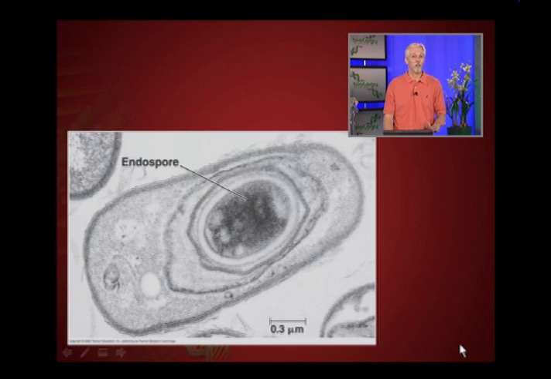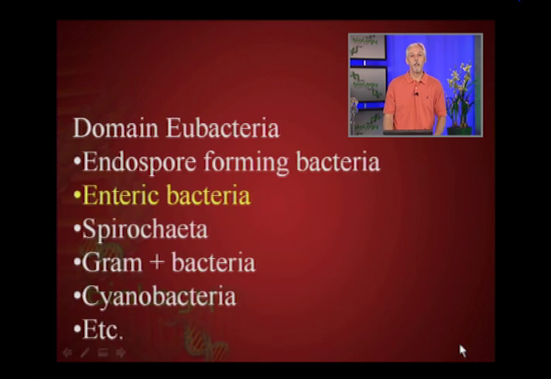The genus that causes tetanus and botulism would be in this group. The genus Clostridium would be one example. Enteric bacteria, those that we find in our intestinal tract. E. coli would be an example here, Salmonella and others. Many of them can be pathogenic, causing severe diarrhea.